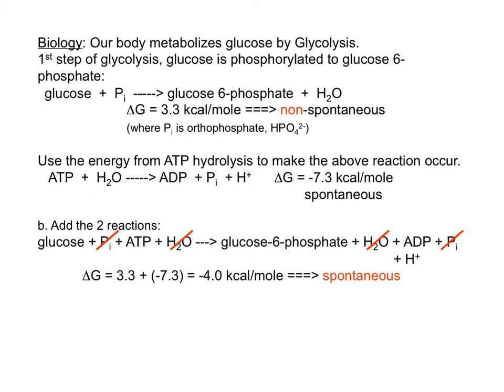Here is an example from biology of using a spontaneous reaction to make a non-spontaneous reaction occur. The first step of glycolysis is not spontaneous. Our body uses the energy from the ATP hydrolysis reaction to make that first step of glycolysis occur. So stop the video and review how the sum of those two reactions gives us a new reaction that occurs spontaneously.